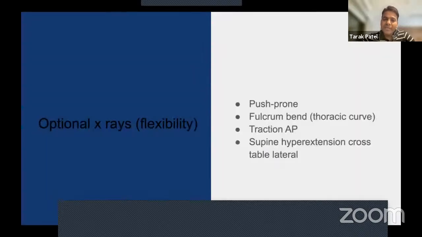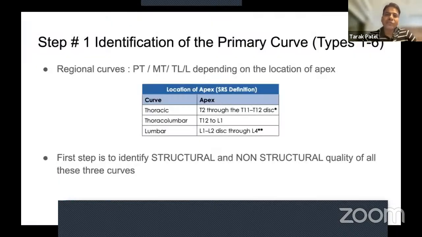There are a few optional X-rays also which are used basically to identify the flexibility. So now let's start with the first steps. The first step is to identify the primary curve. There are 6 different types. The region of the curve is decided according to the SRS definition after locating the apex. So if the apex is between T2 to the T11-12 disc, then it's a thoracic curve, and likewise the other criteria, utilized just to name the curve first.